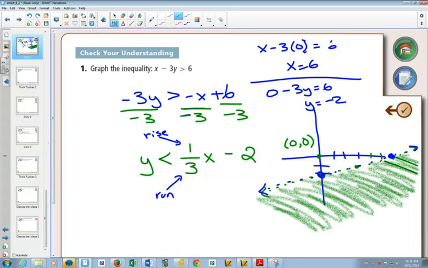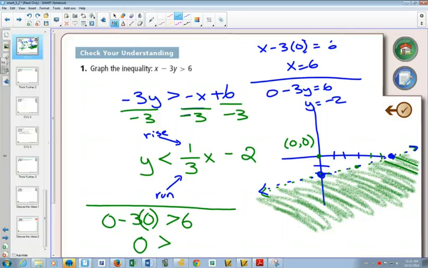I plug that point in and see if it's true or false in my original equation. When I plug in 0 for x and 0 for y, and I simplify both sides, on the one side I'm going to get 0. On the other side I still have 6. And you ask yourself, is 0 greater than 6? True or false? No. That is false. And since our test point was above, and that was false, it tells us to shade below.